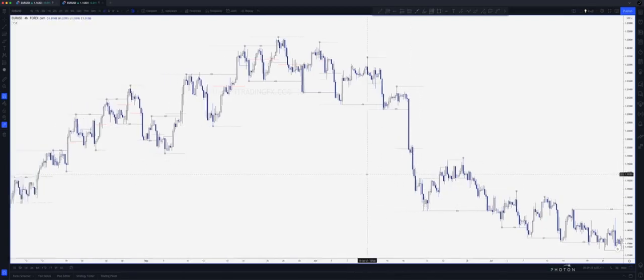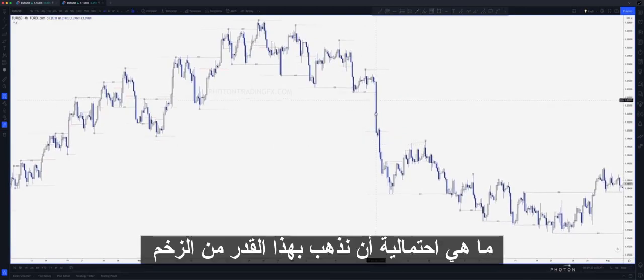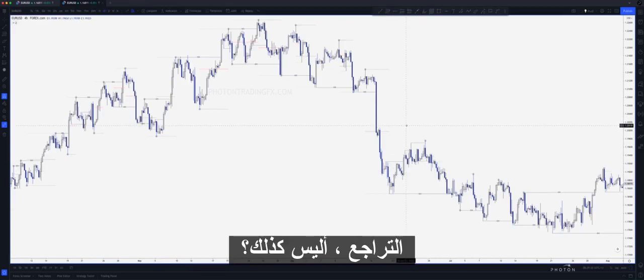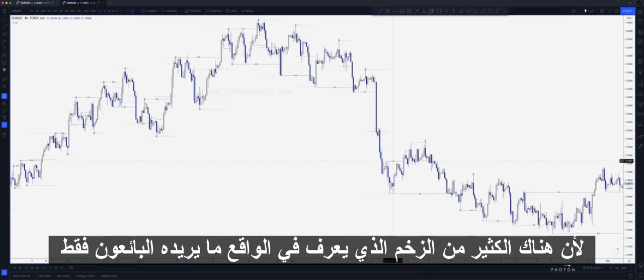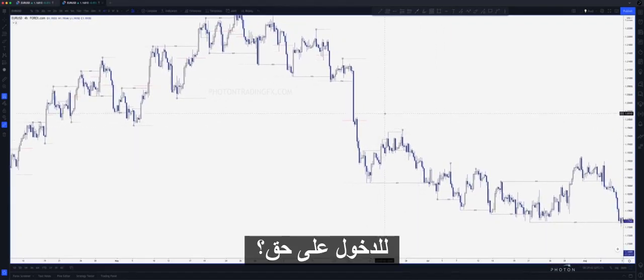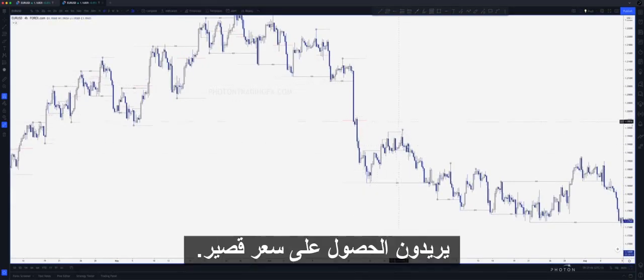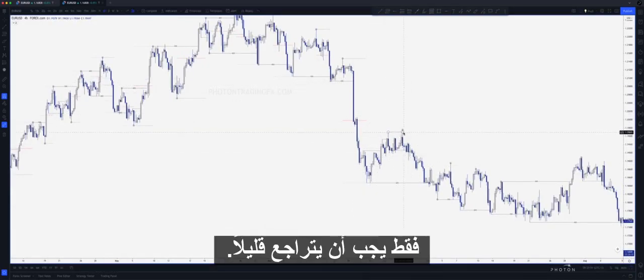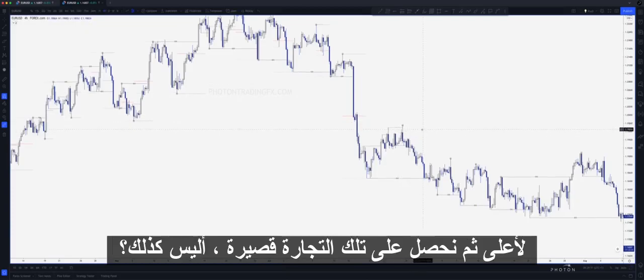And this is where you have to kind of ask yourself, theoretically, what is the likelihood with that amount of momentum that we are going to get a steep enough pullback, right, where buyers are going to want to wait for those premium prices? Or because there's so much momentum, actually, you know what? Sellers just want to step in, right? They don't care for price to come all the way back up here. The trend is so strong, they want to get in short. Price only has to pull back a little bit, right? Buyers cannot generate enough demand, right, to push price up higher, and then we get those trades short, right?